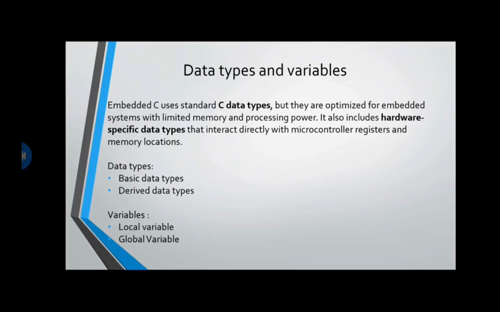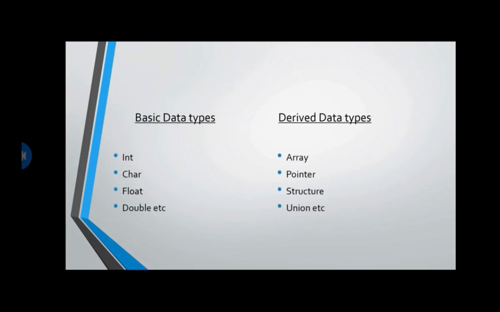Data types are divided into two types: basic data types and derived data types, whereas variables are again divided into two types: local variables and global variables. Here are some examples. Basic data types are int, char, float and double, etc., whereas derived data types are array, pointers, structures and unions, etc.